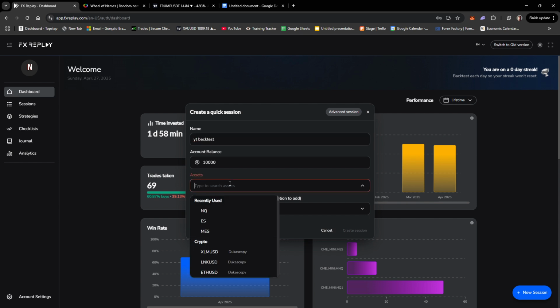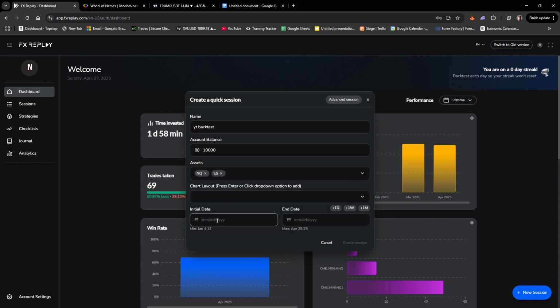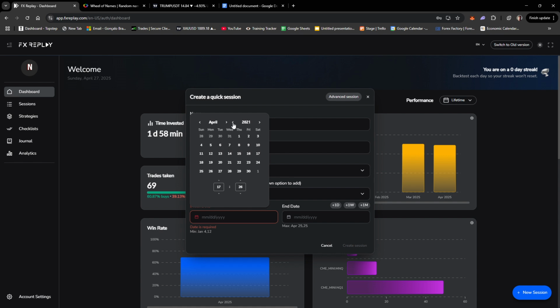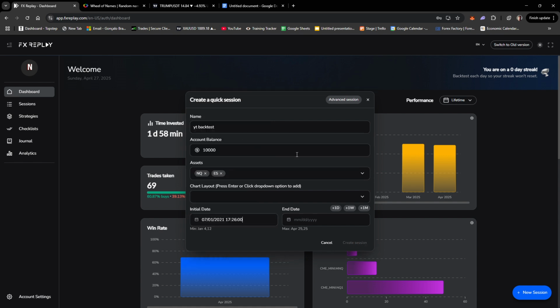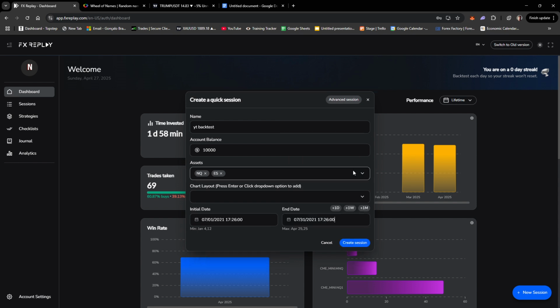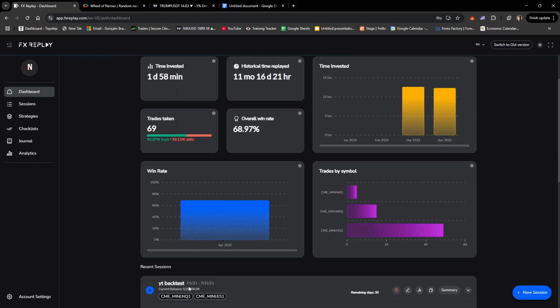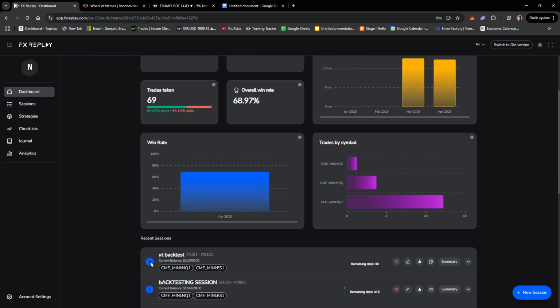Okay, so name a session. YouTube backtest. The assets, of course, NQ. And then we also want ES. The initial date, so we're going to go to 2021, and we'll just start from the beginning. That's fair. End date, 2021, and we'll go to the end of June. We shouldn't go throughout all that. So let's create a session. We're now going to go down to, and you come here, you press play. And let's go.